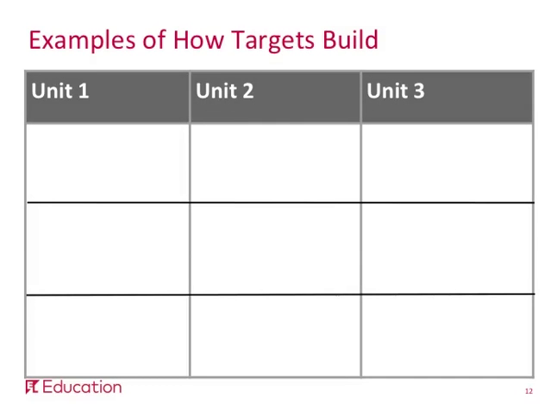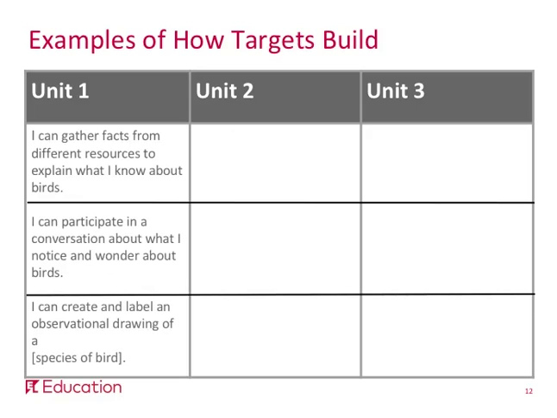Let's circle back to the targets from the 4 T's. As you may remember, targets are the standards written in student-friendly I can statements. Notice how these targets build over time by examining some of the key learning targets across the 3 units of Module 3. In Unit 1, students launch their learning about birds by researching the different physical characteristics of birds. In addition to reading, students participate in structured conversations to build their learning. As they start to practice documenting their research by creating and labeling observational drawings of various types of birds.